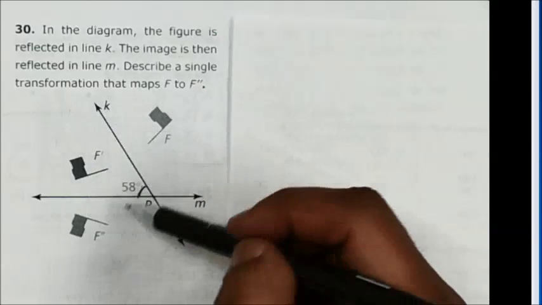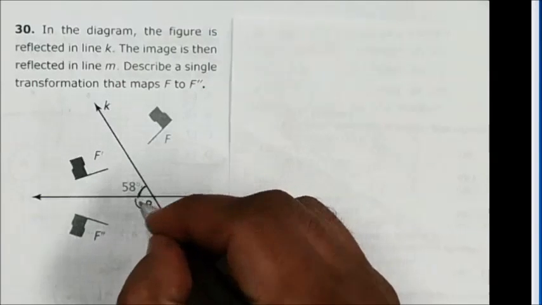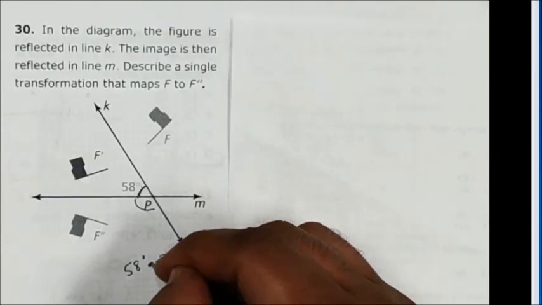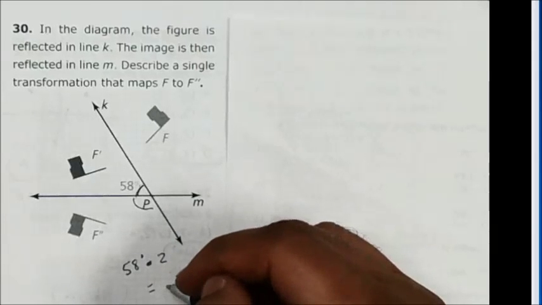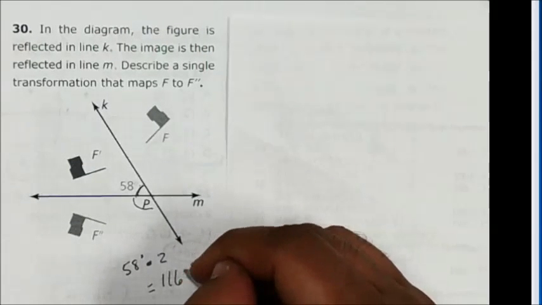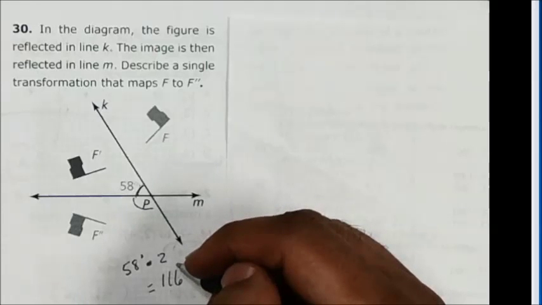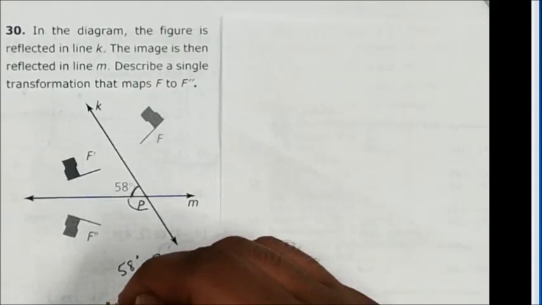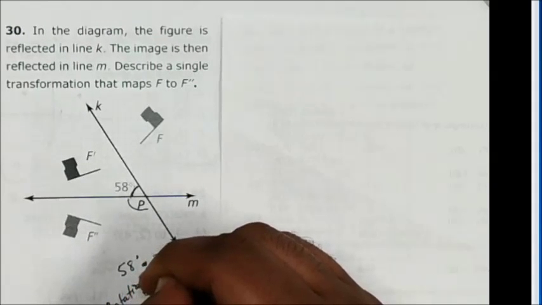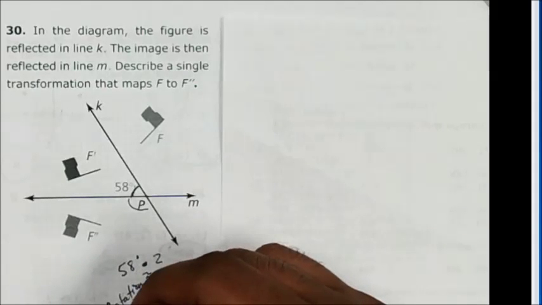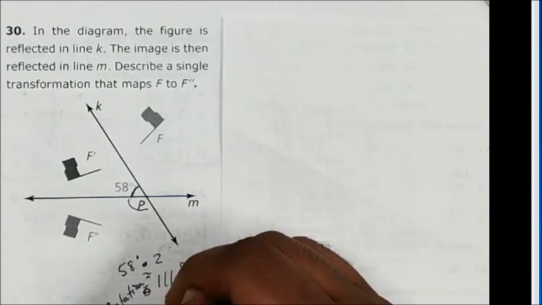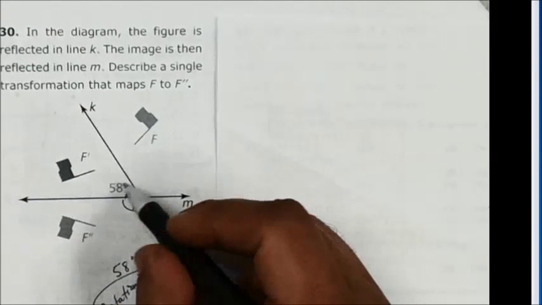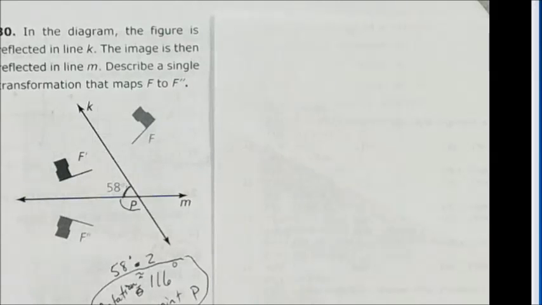Anytime I do a double reflection like this, all I have to do basically is take that 58 degrees or whatever degrees it is and multiply by 2. I just double it, and that comes out to be 116 degrees. So that is a rotation about 116 degrees from point P. Okay, so I just take my reflection degrees and I double that to get my rotation degree.